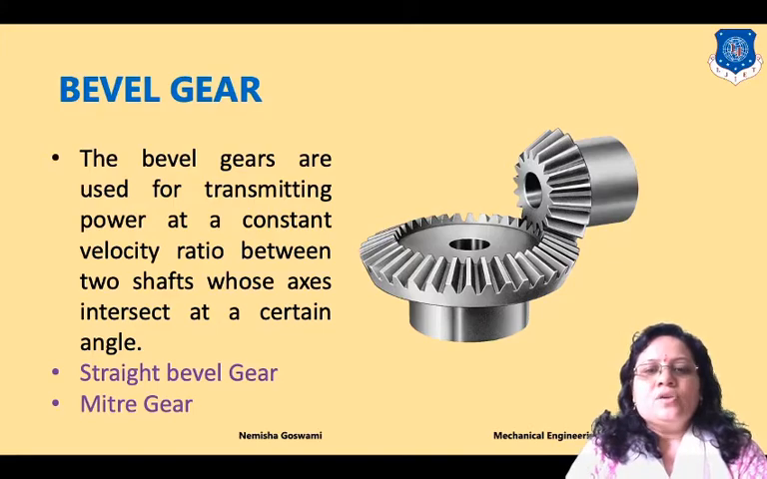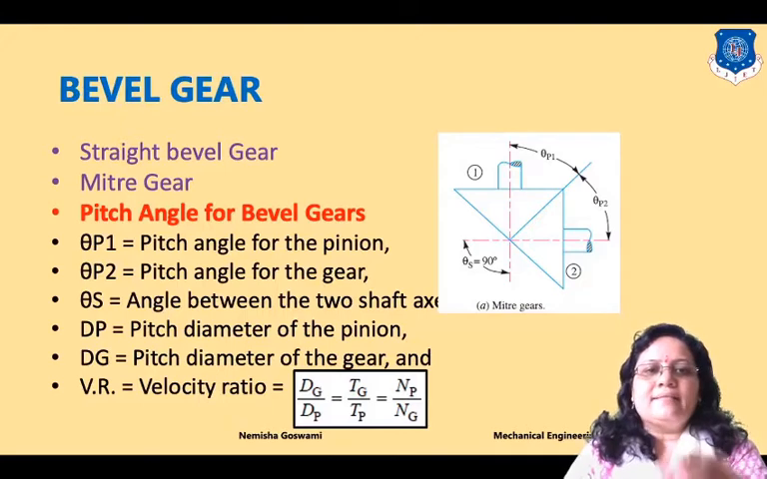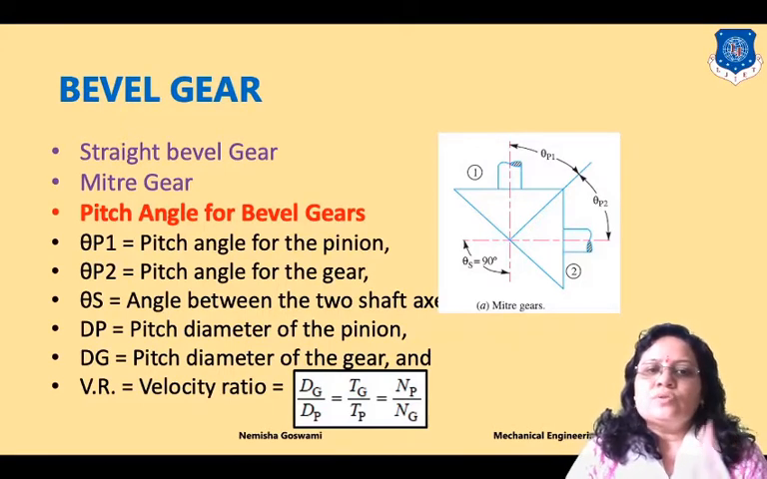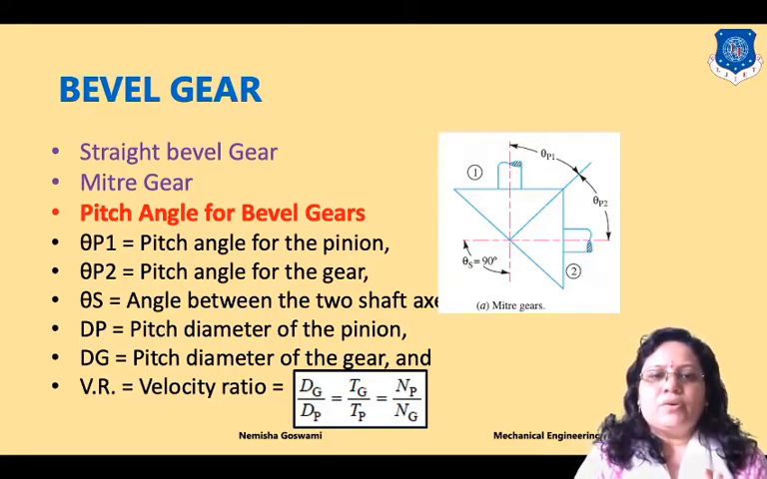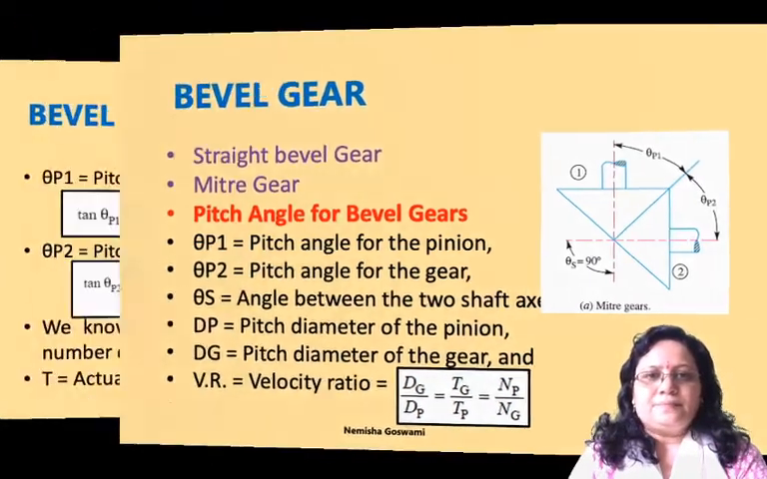Again, miter gear. Here you can see in this diagram, when the shaft axes of two gears are at right angle with each other, this is the special case known as miter gears. Here theta P1, theta P2 indicate the pitch angle for pinion and pitch angle for gear. Again, theta S is the shaft angle between two shaft axes, and dp and dg indicate pitch diameter for pinion and gear, and the velocity ratio is given by dg by dp is equal to tg by tp is equal to np by ng. So here g indicates gear and p indicates pinion.